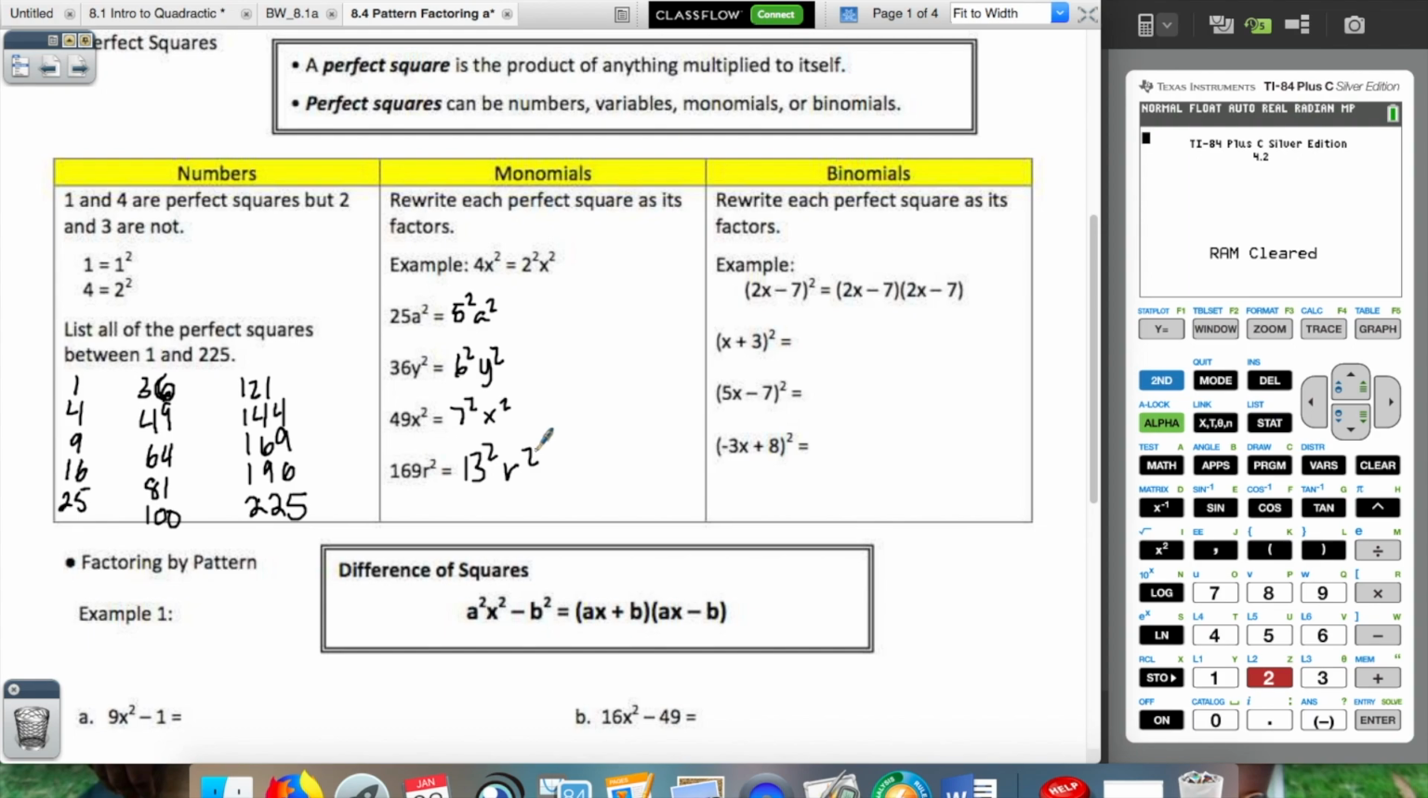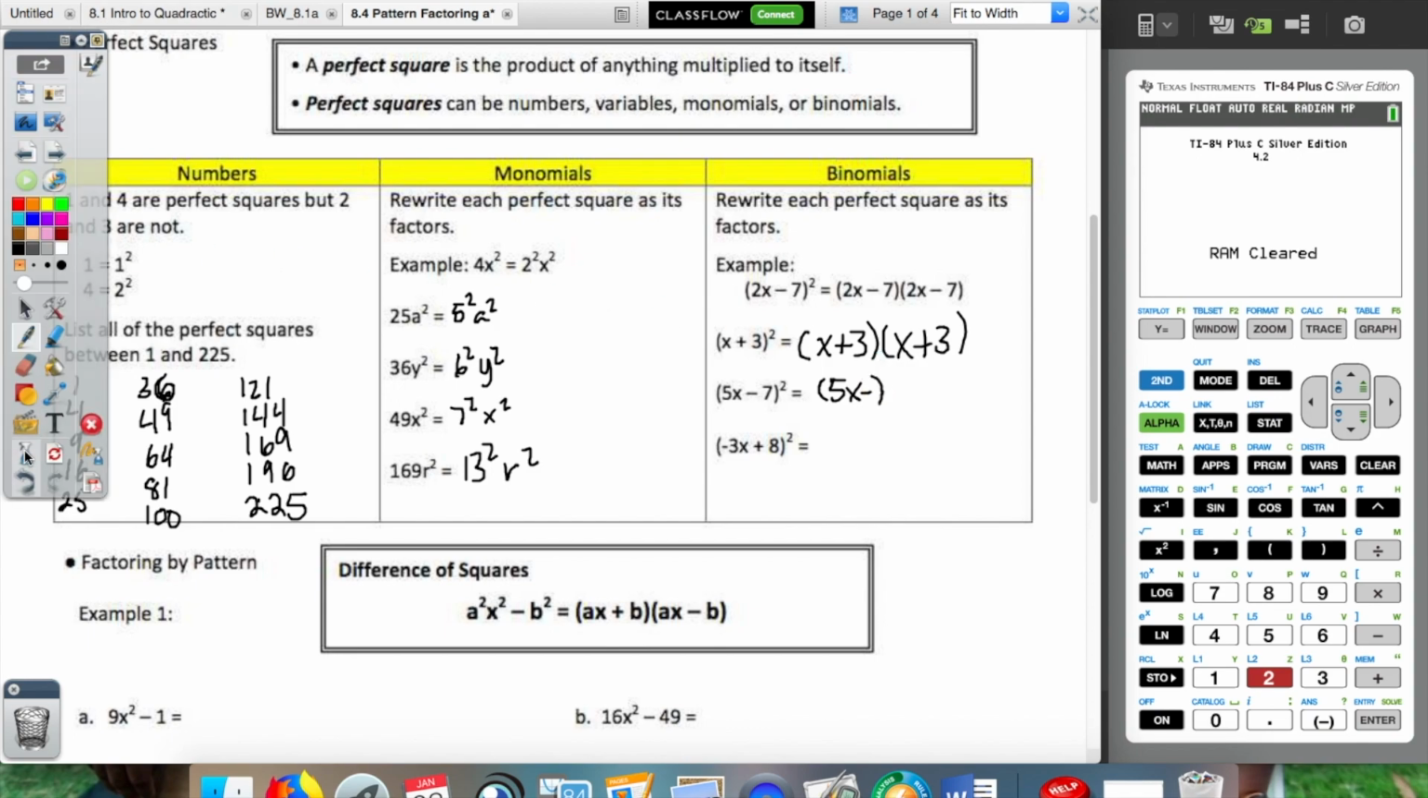All right. Now let's look at binomials. Rewrite each perfect square as its factors. So right here when we have x plus 3 squared, we really know that is x plus 3 times x plus 3. And again, we have 5x minus 7 squared. Oh my gosh, why am I forgetting the last number today? So 5x minus 7 times 5x minus 7.